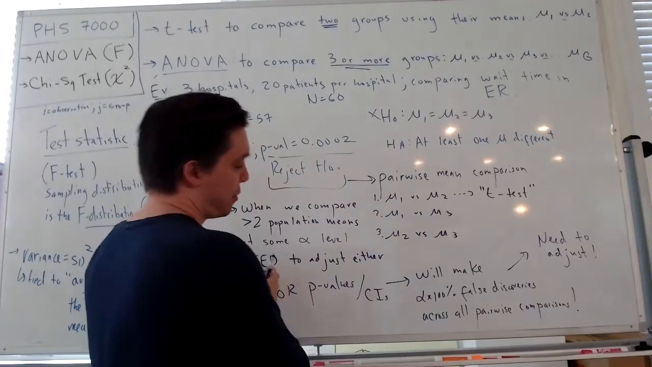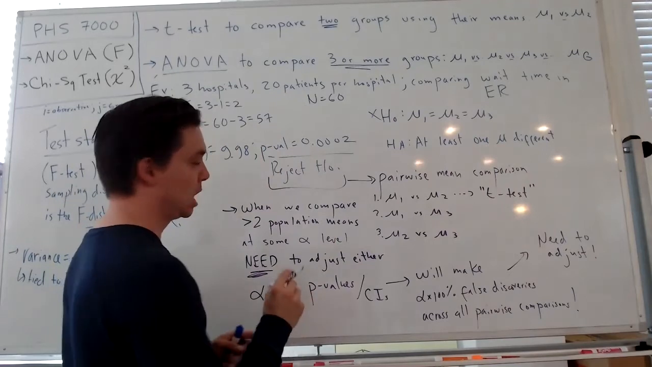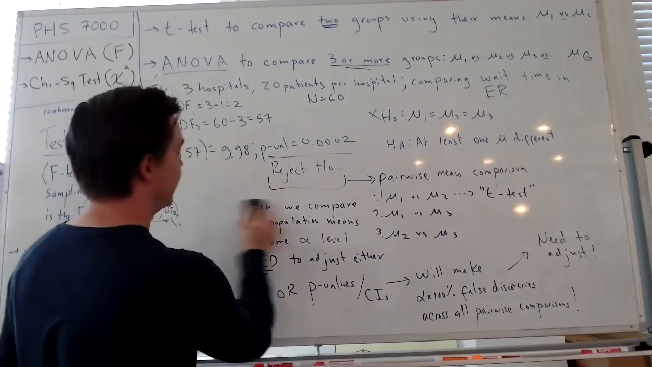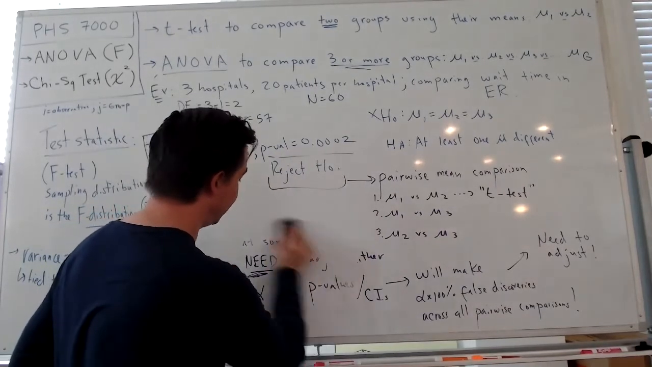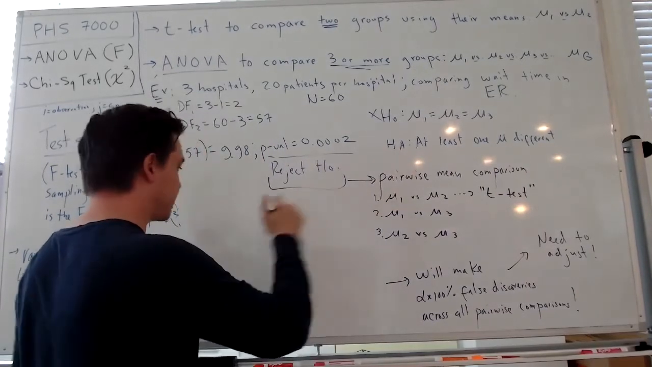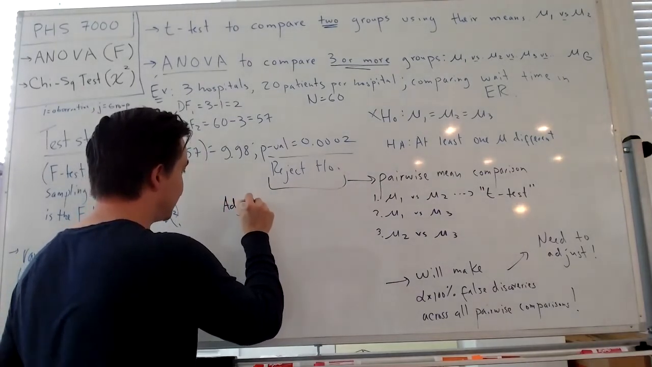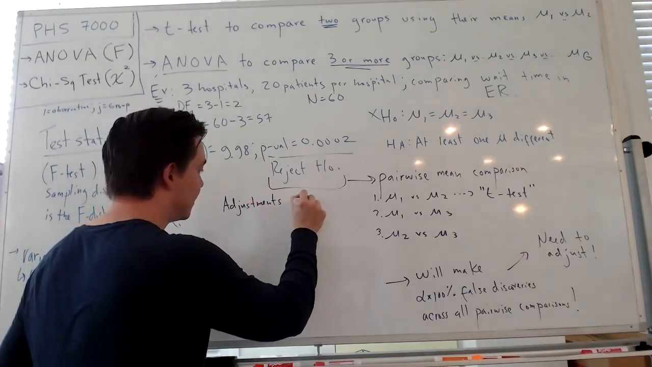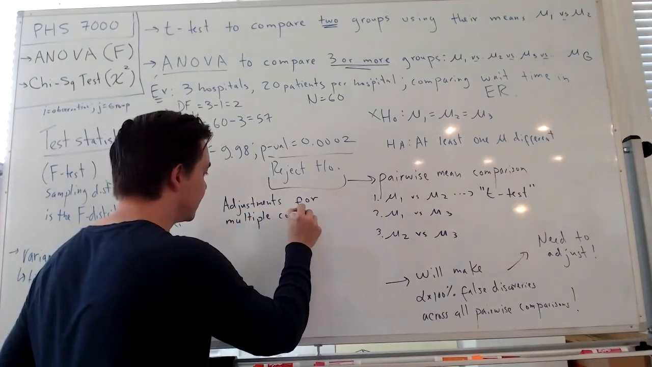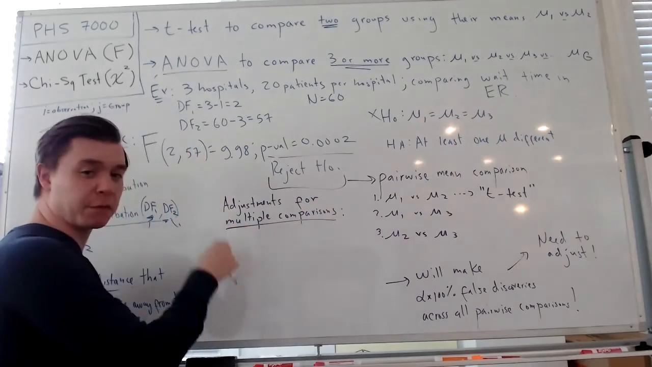So these adjustments, the adjustments for multiple comparisons, fall outside the scope of the class. But I will just put 2 out there because they're by far the most common. There is a whole branch of statistics that deals with this, actually. Adjustments for multiple comparisons. Sometimes this is called adjustment for multiplicity.